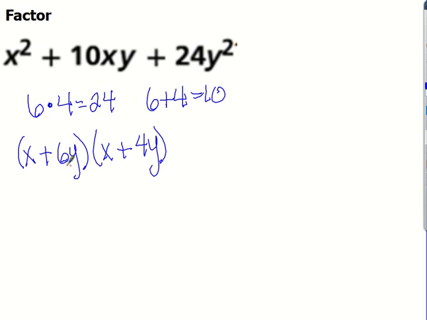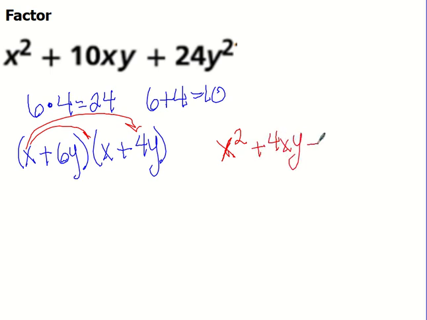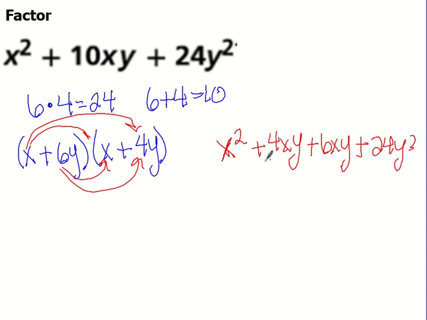Okay, just to prove to you, I'm going to distribute. If I multiply the first two terms, it's x squared. If I multiply the last two terms like this, I get plus 4xy. If I do these two terms, I get 6xy. And if I do these two terms, I get 24y squared. And look at the middle, I add those together, and I get 10xy. So it's just like what we were doing, except we now have two variables. The first one has x, and the second one has y.